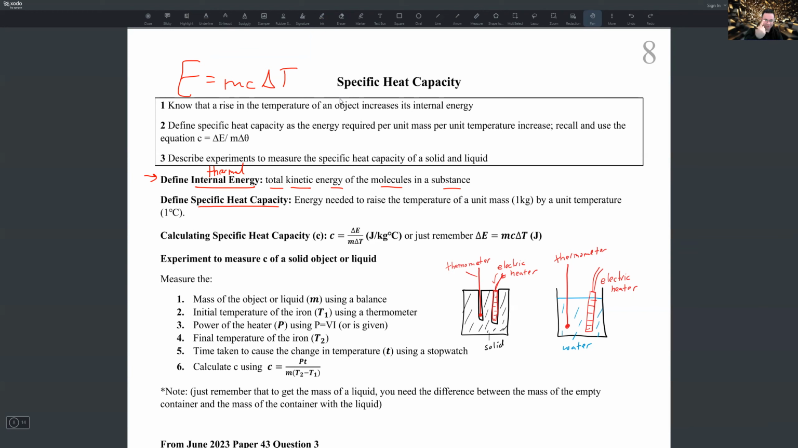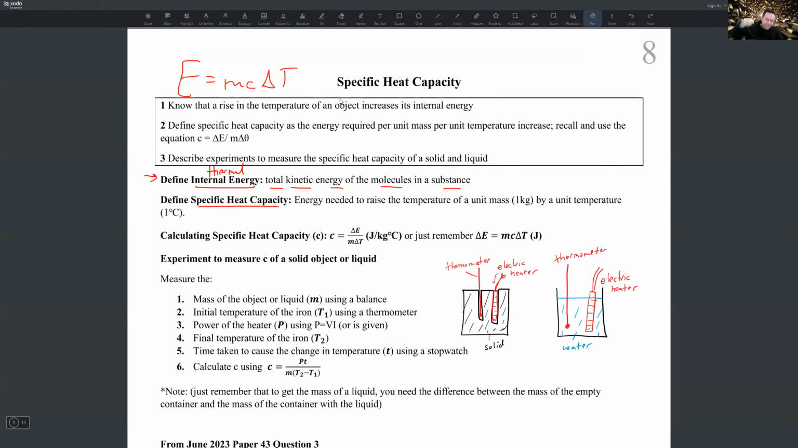يعني it's the speed of one molecule, on average. I don't care how big or small the object is, just one molecule, how fast does it vibrate. Internal energy is all of the energy inside the substance. So the total of the kinetic energy of the molecules in the substance.